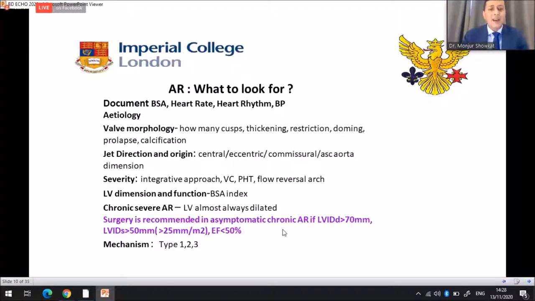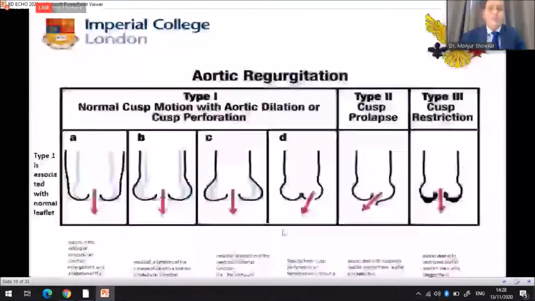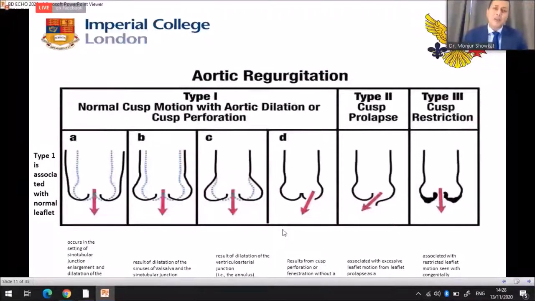And now mechanism. I mentioned that I will talk a little bit about mechanism. Type 1, type 2, and type 3 are almost like the mitral valve mechanisms Professor Dr. Govind showed. We are doing the same for the aortic valve, trying to find out what kind of mechanism is present in this valve. There are three types. In type 1, you see normal cusp motion with aortic dilatation, or cusp perforation. There is type 2, where you can clearly see cusp prolapse. And type 3, cusp restriction.